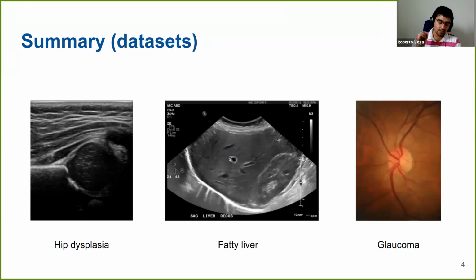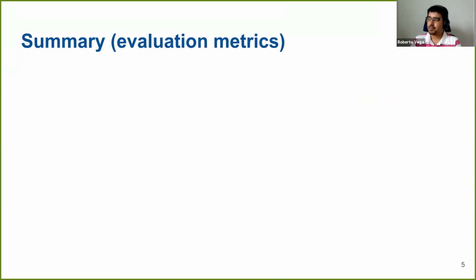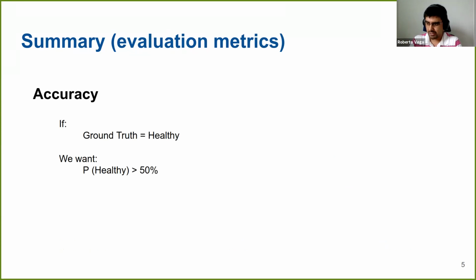And we did this classifier. I mean, we created 3 classifiers for 3 independent tasks. One was with images with hip dysplasia, one with images of fatty liver, and one with images of glaucoma. And there are 2 things that we care about in here. The first one is we want our classifier to be accurate. And by that, we mean that if the ground truth is that a physician said this image belongs to a healthy person, then we want our classifier to say that the probability of being healthy is more than 50%.